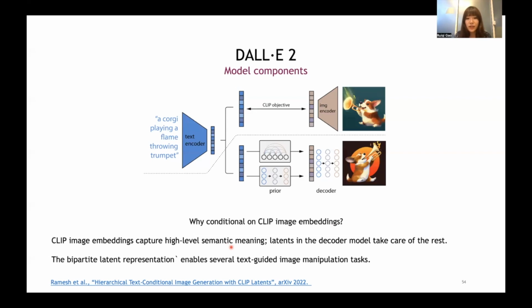And later on, this paper also shows that these bi-part latent representations, the clip image embedding as well as the latents in the decoder model, enable several text-guided image manipulation tasks, as we will show later.